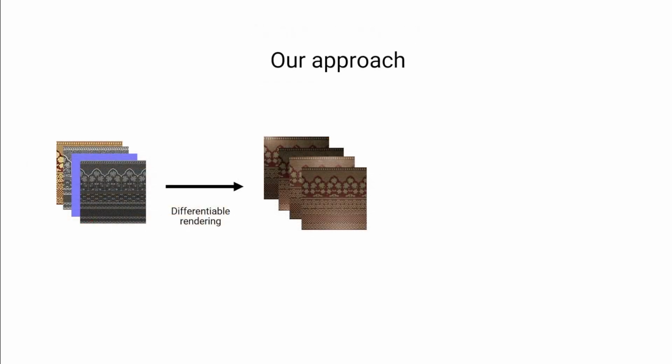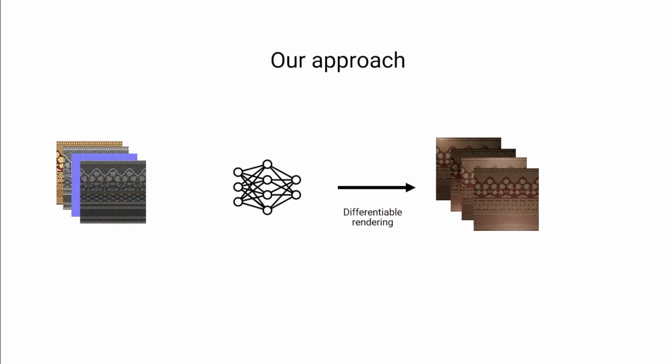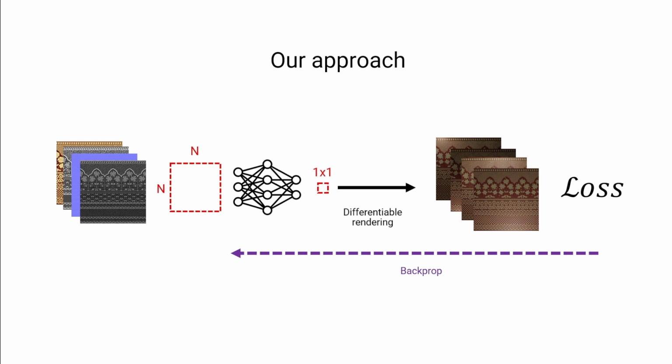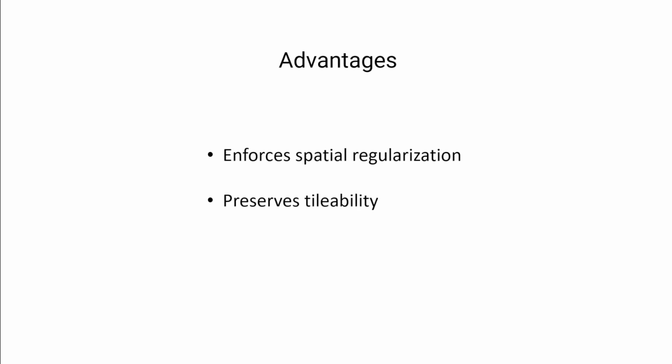Our approach consists in using a small multilayer perceptron as a spatial regularization, which takes as input an n by n tile of SVBRDF maps and outputs a 1 by 1 entry which is fed to the differentiable renderer. The rendering loss leverages the upsampled radiance mentioned before and now optimizes the weights of the MLP using backpropagation. This workflow has several advantages. It enforces spatial regularization, preserves the tileability of the input, and improves the upsampling speed, enabling 4x super resolution in a minute at 128 by 128 resolution.